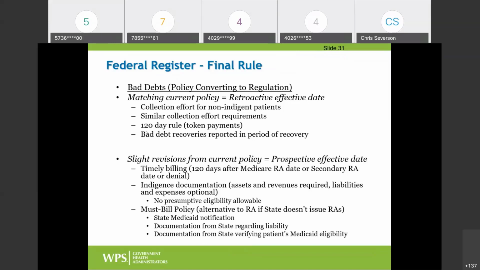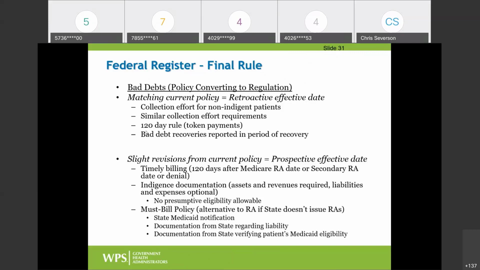Now, when I say the rule is a misnomer, what we're basically saying there is there are some situations where a provider can show that they have very good reason to believe that continued collection effort will be futile.